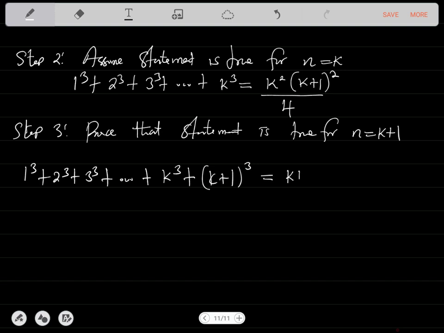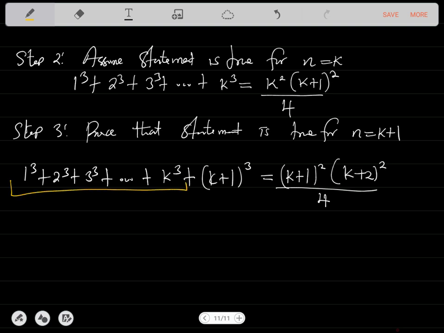So here you get (k plus 1) squared. Now where there's k, I'm going to put k plus 1, but there's already another 1 there, which will give me k plus 2, squared over 4, like that. Now you can see that this part here is actually coming from step 2. The whole part here is step 2. So since this part is step 2 and step 2 is equal to this, get that same term there.